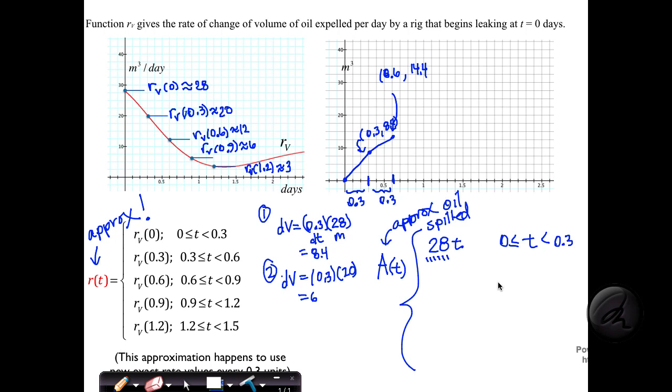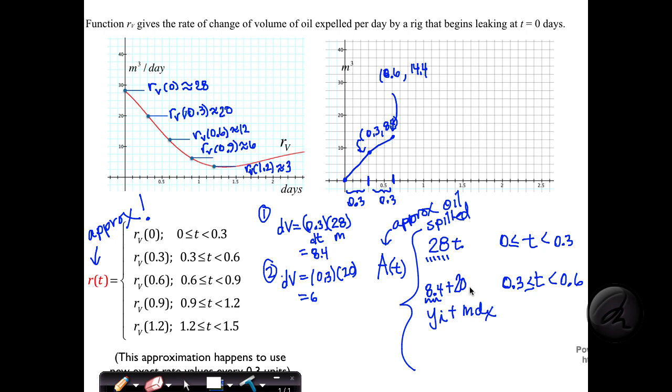For my next section, between 0.3 and 0.6, I'm going to use a different rate for sure, right? It's about 20. But I need my y initial, which was about 8.4. Again, this is an approximation. Plus, so this is y initial plus mdx sort of writing. Here's my initial value, 8.4, which is where we were at time 0.3, plus mdx. So again, it's two levels of approximation here.